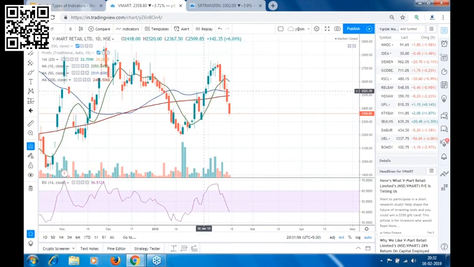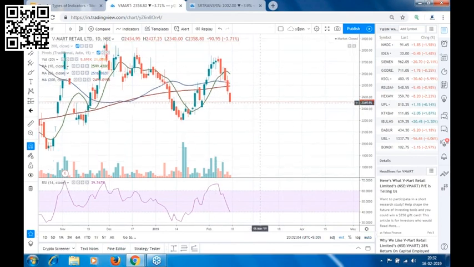See, once the stock closed above the 200 period moving average, there is only one-sided movement. That is the reason why the target gets hit in 2 or 3 days. When there is no barrier on top, if you're taking an entry, then you can expect a free movement in the stock, and you can get a good rally in the stock.